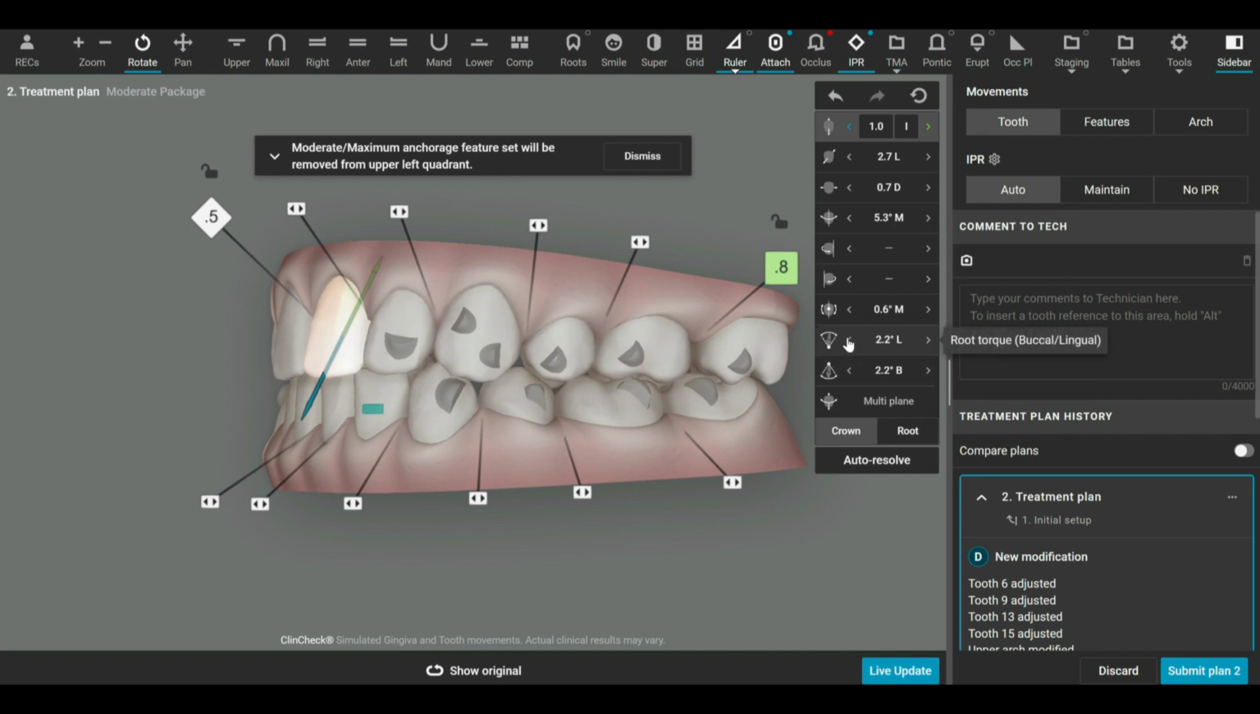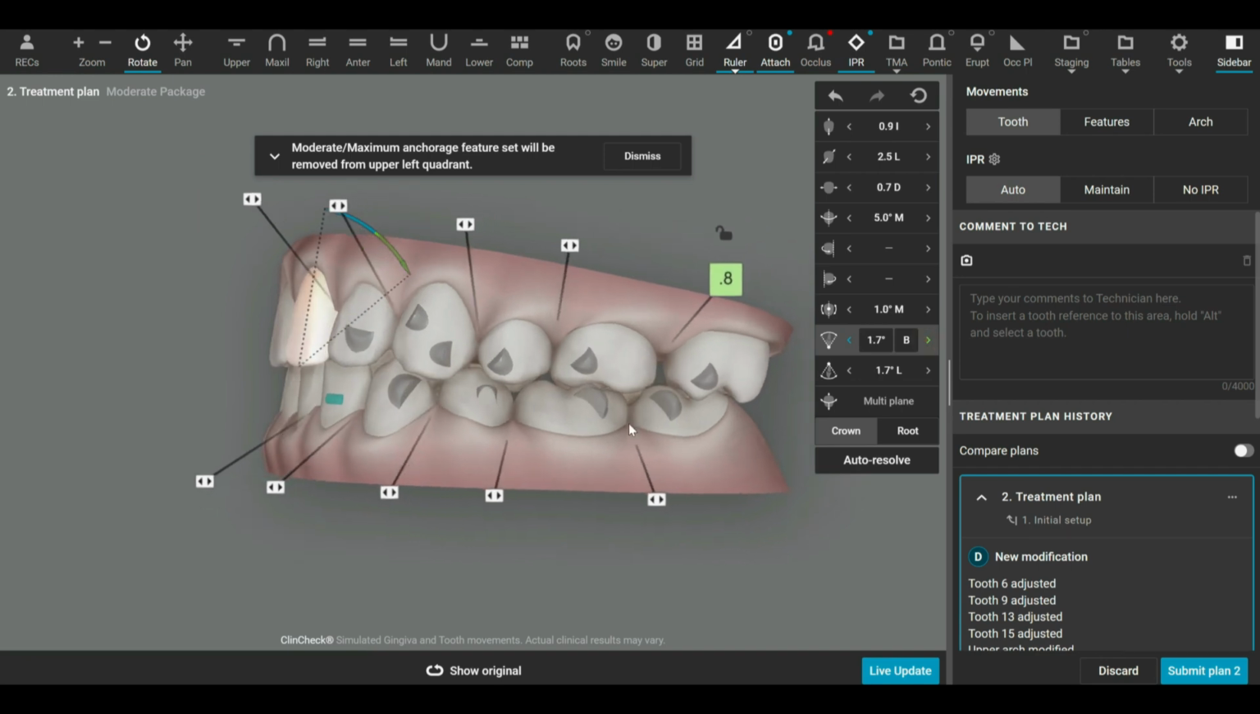So let's show you what torque is. This is torque right here. You can see that torque is changing the buccal lingual inclination of the tooth, but the incisal edge, if we look more from the side, is not changing position. You're basically just repositioning the root apex of that tooth, and that's what torque is.